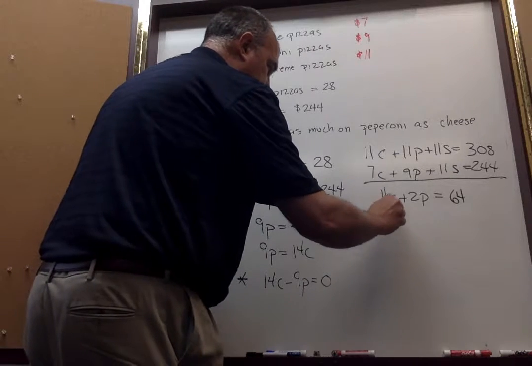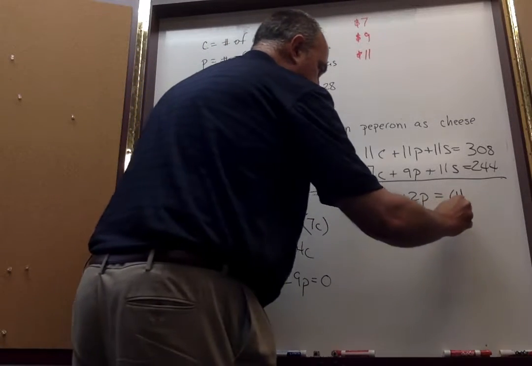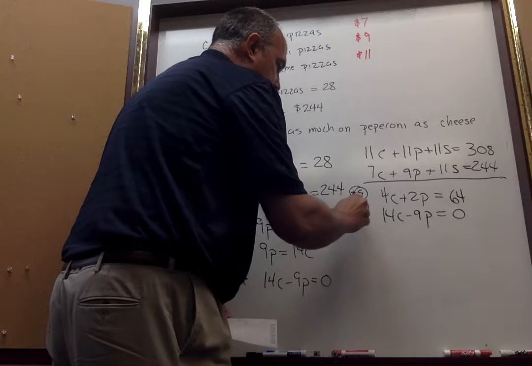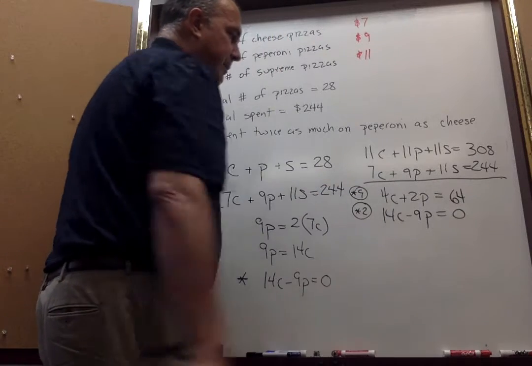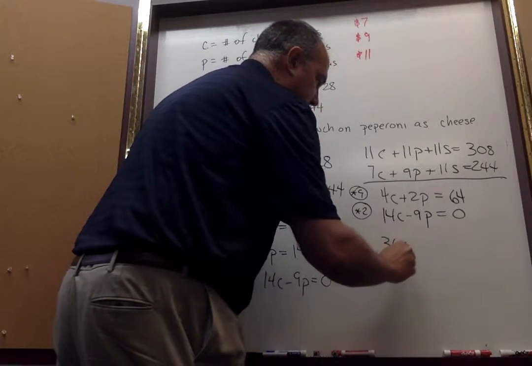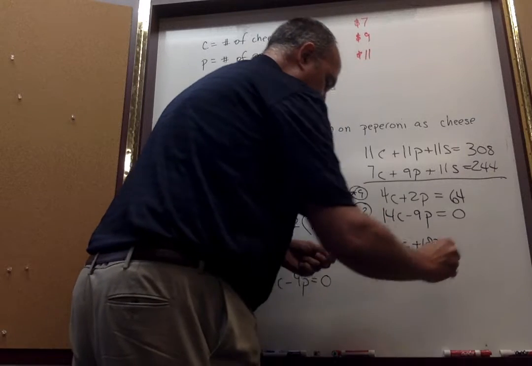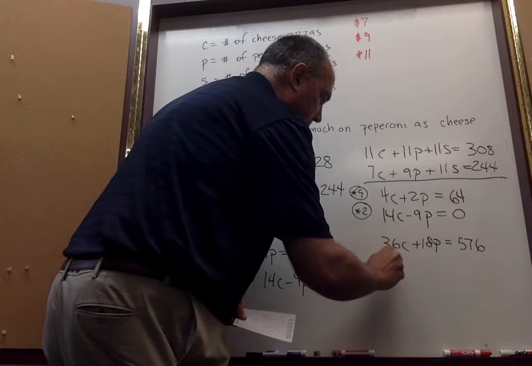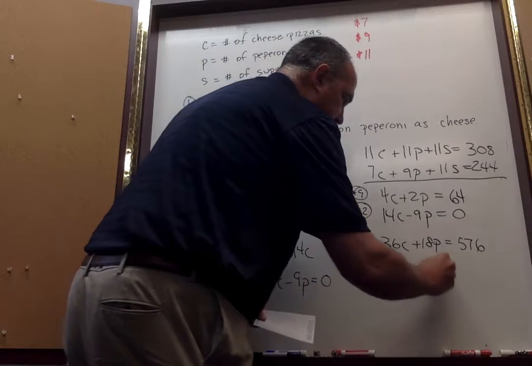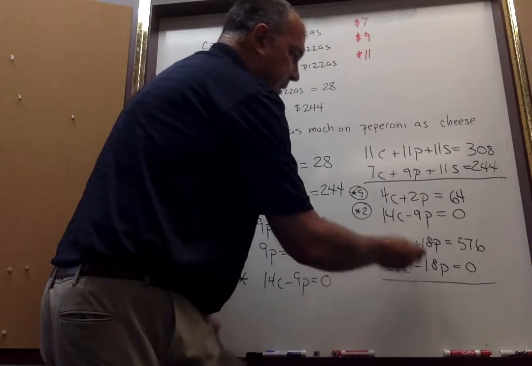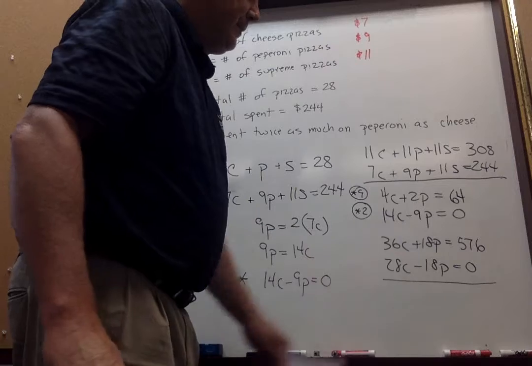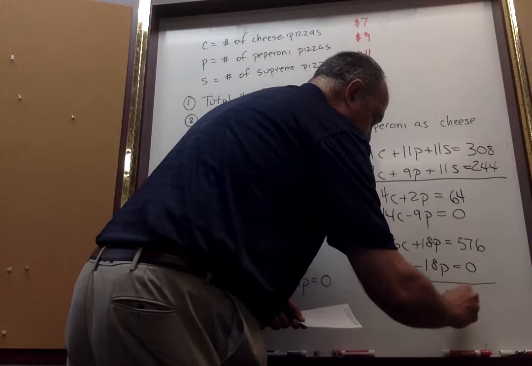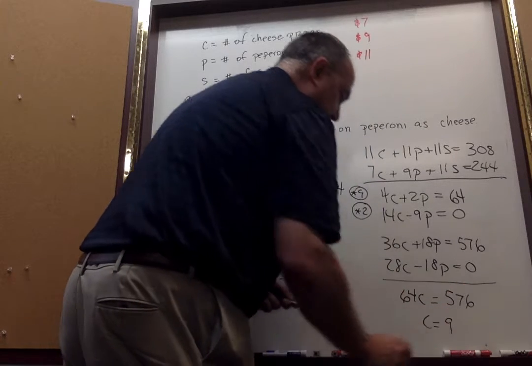And now I have two equations with C's and P's in them. I multiplied this equation by 9 and this equation by 2, to get the P's to cancel out. So 36C plus 18P is equal to 576, and 28C minus 18P is equal to 0. This time, to get my P's to cancel out, since they have different signs, I'm going to add, and I get 64C equals 576, or C is equal to 9.